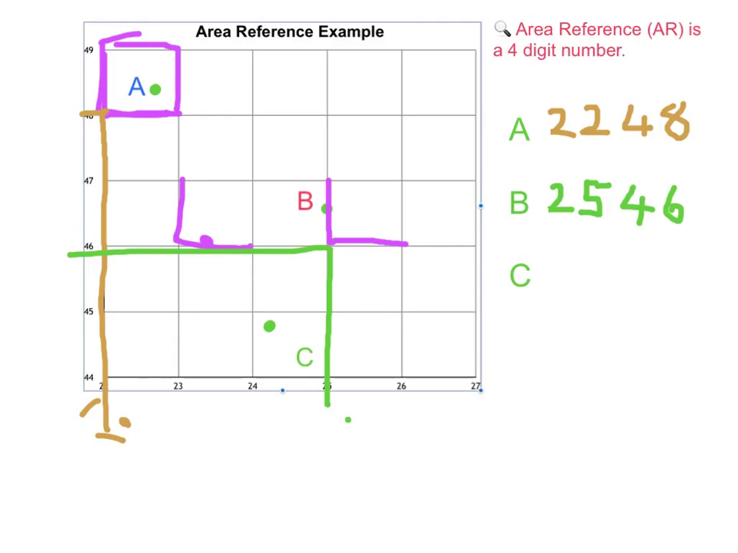We'll do C together. Draw our L, and we go down big number 1, that's 24, and then we go across, and that's 44.